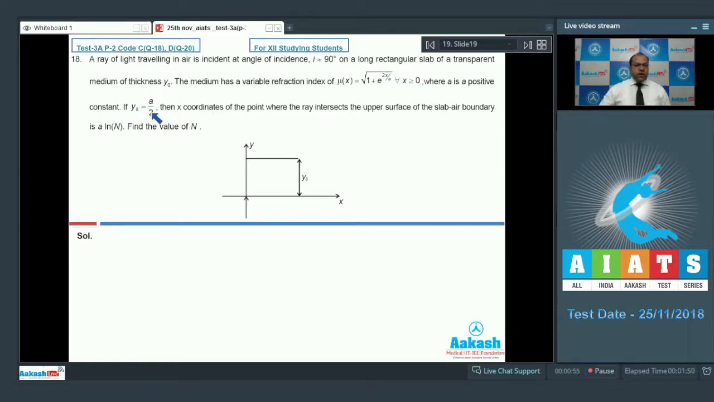If y0 is equal to a by 2, then the x coordinate of the point where the ray intersects the upper surface of the slab, the air boundary, is a ln n. Find the value of n.